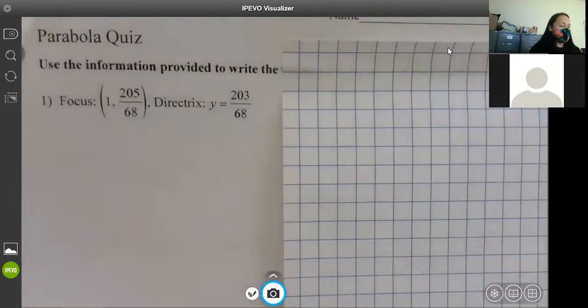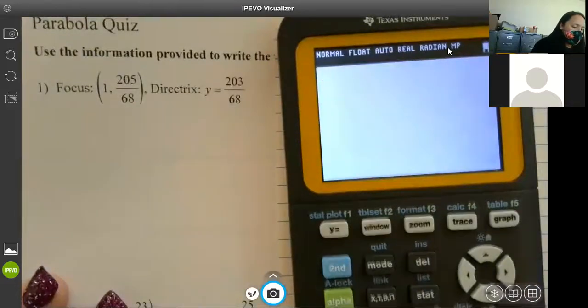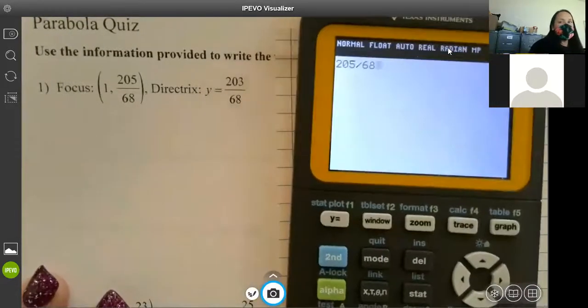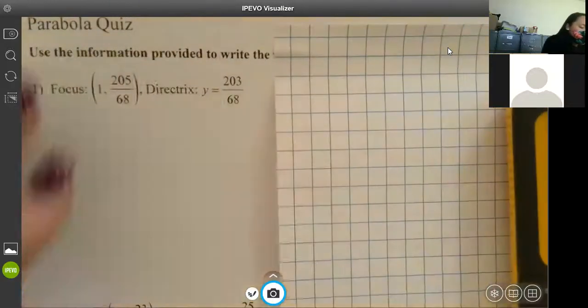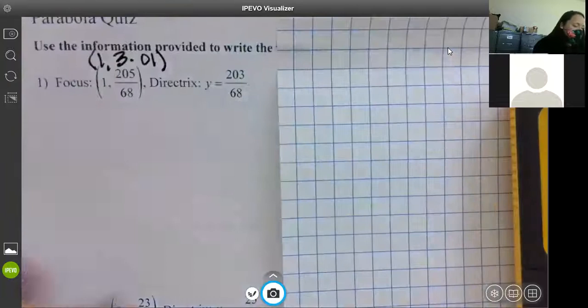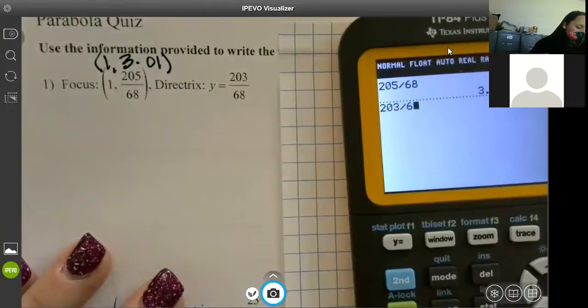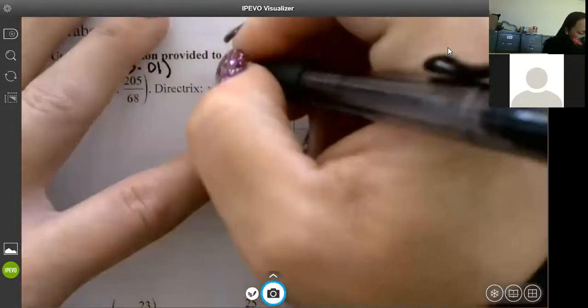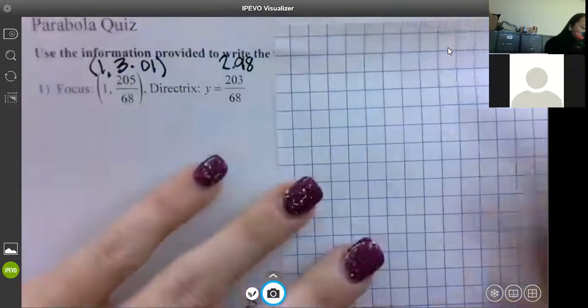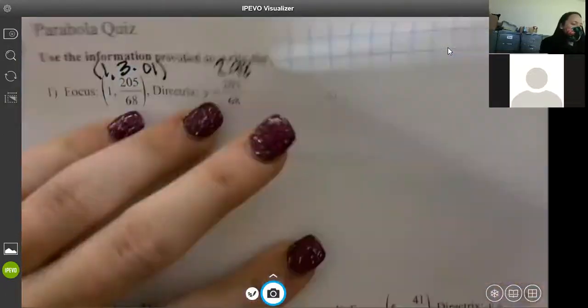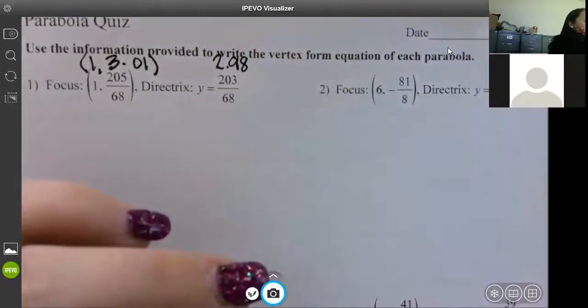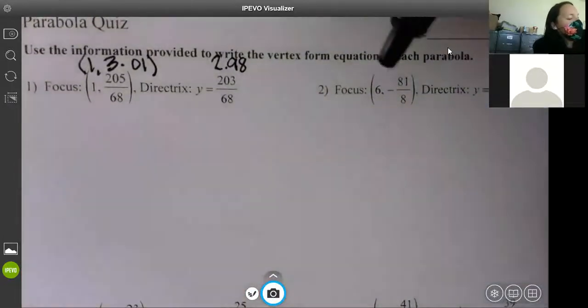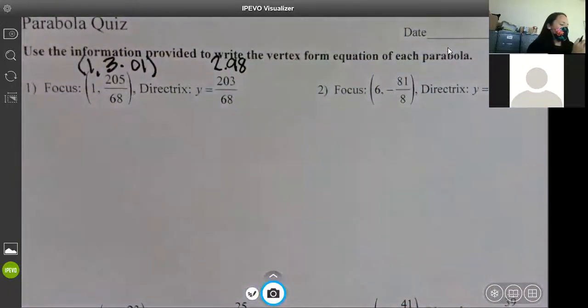So what I do first is I graph what they give me, the focus and the directrix. I know that 205 over 68 is not a good number, but there's a reason they give it to you like that. It is 3.01. So this coordinate is 1 and 3.01. And then your other one, your 203 over 68, is 2.98. So I'm going to graph that. Actually, I can use a little graph on this one. The other ones tend to be pretty big numbers, like 9 or 10, and my little graphs won't do that. But this one will, so it'll make it a little bit easier for you guys to look at.